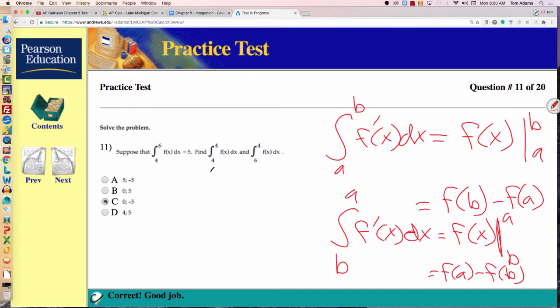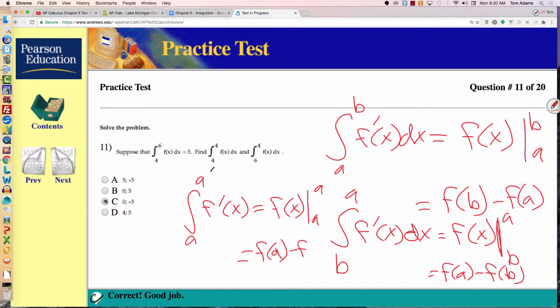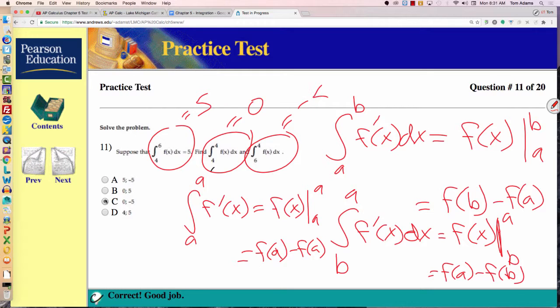Well, this will always be, if I say f prime of x and the boundaries are the same value, then that's going to be F of x evaluated from a to a, which is really F of a minus F of a, which is 0. So whenever your upper and lower boundary is the same, that will always equal 0. If this equals 5 and you flip-flop the boundaries, then it would just be the opposite. If this would have been negative 5, then this would be plus 5.